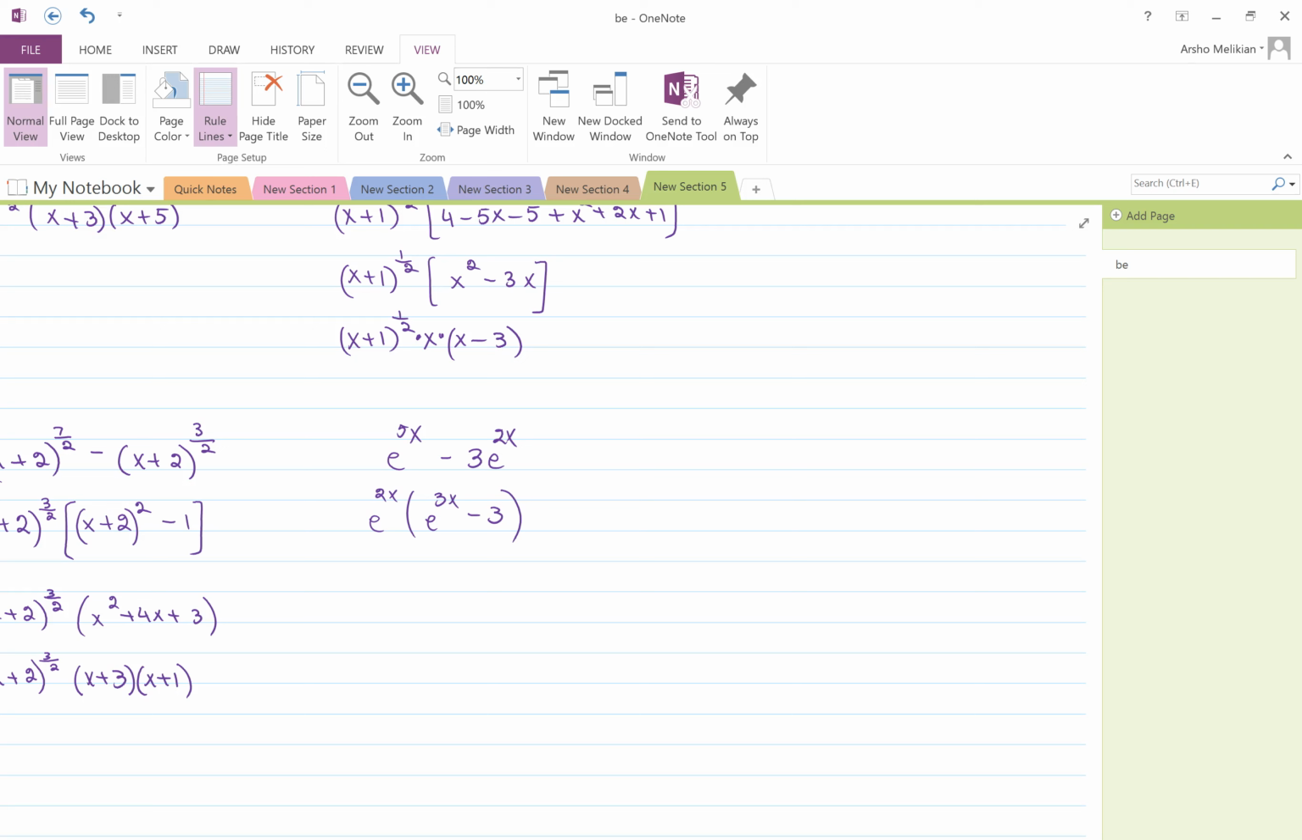Okay? Remember, when you factor, factoring is like dividing, which means you subtract.